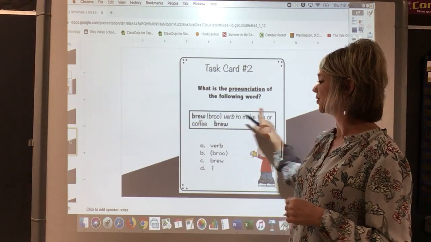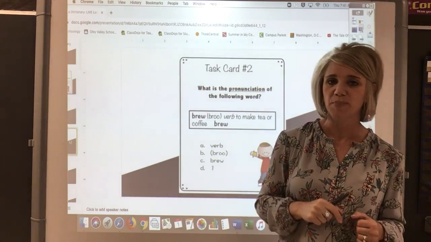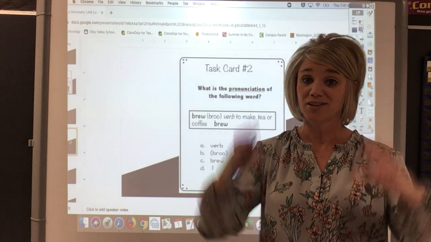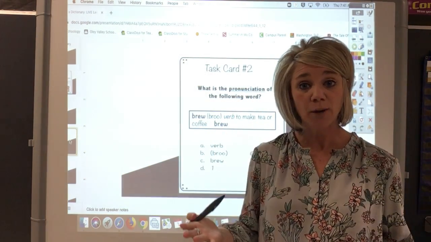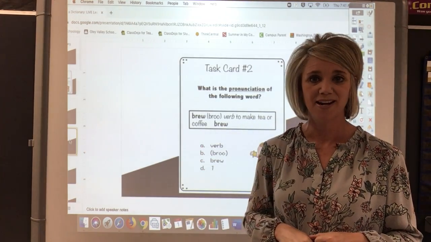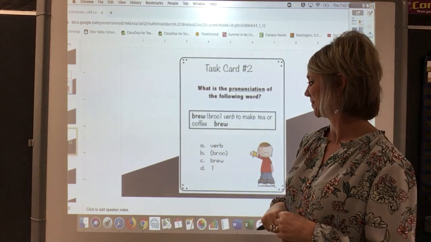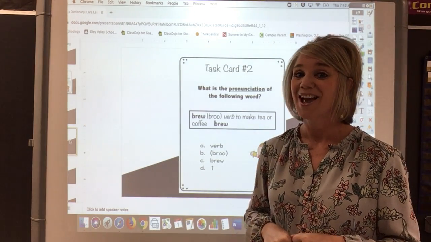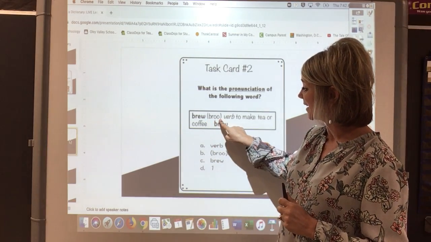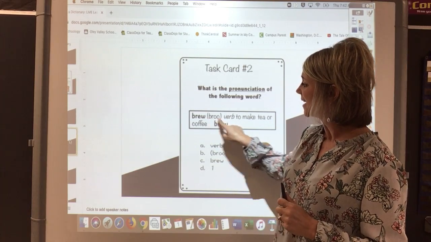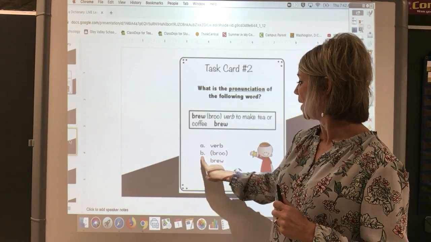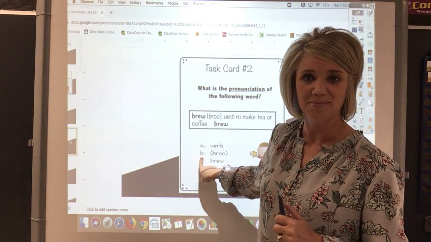A new entry for you, and this time we're supposed to find that pronunciation. Remember, the pronunciation is found in those parentheses, and it helps us say the word. Which one would you choose? A, B, C, or D? Did you say B? I hope so, because B does show us the pronunciation. It's right here in parentheses and tells us that this word should be pronounced brew. So letter B is our answer.